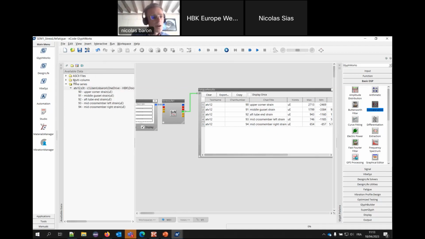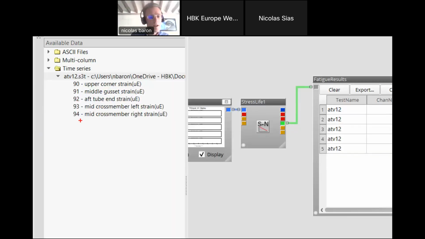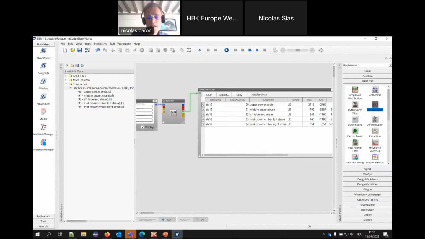So here, what do we have? On the left side, there's the tree view of the available data, the things you've gathered, you as a test engineer or your test engineer colleagues. They've been on the field, they made some recordings. And finally, your task is to calculate the fatigue out of these strain gauge results. We see here we've got 5 channels. GlyphWorks works for many channels at the same time.